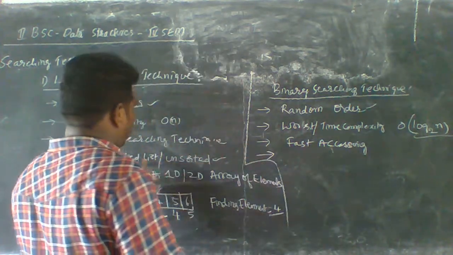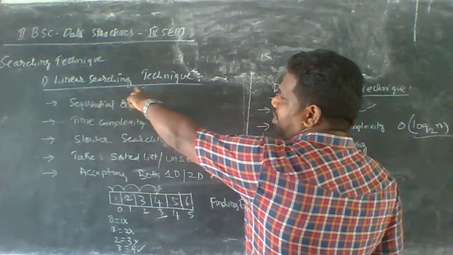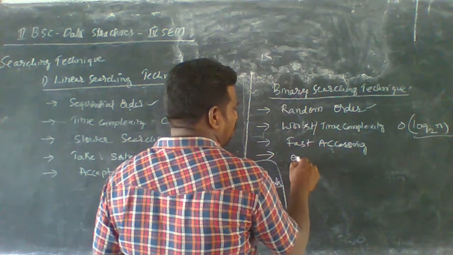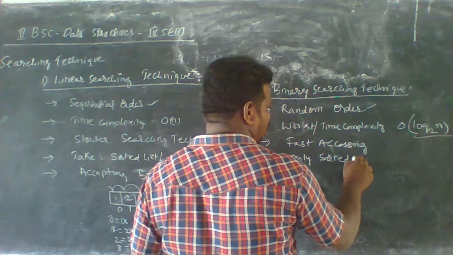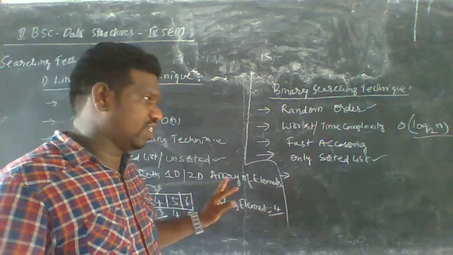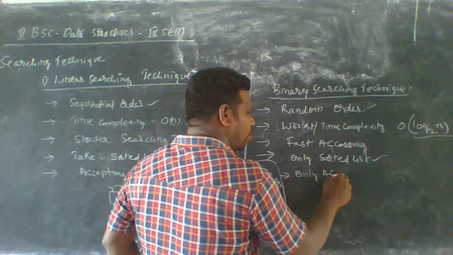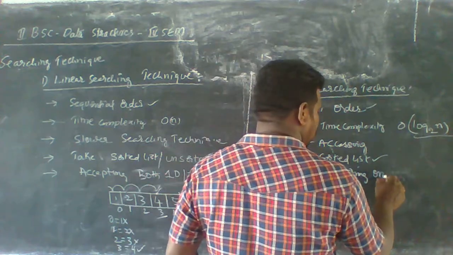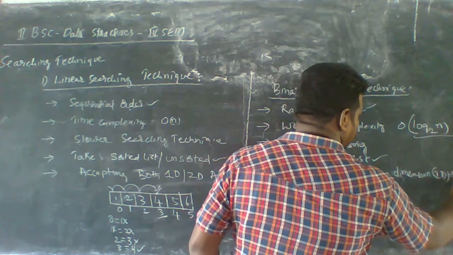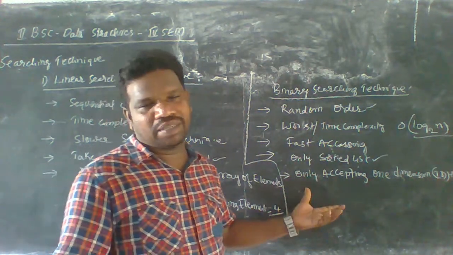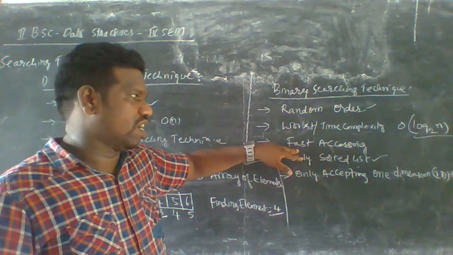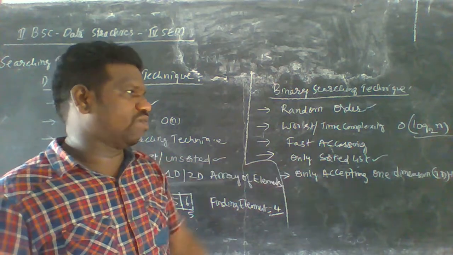Okay, and next, the kind of list it takes. If you want to perform the linear searching technique, you can take the array in either sorted or unsorted order. But here you can take only a sorted list. Next, linear search accepts both one dimensional or two dimensional arrays, but here it accepts only one dimensional arrays. So this is random order, and we have seen the worst case time complexity, fast accessing, only sorted list, and only one dimensional arrays.